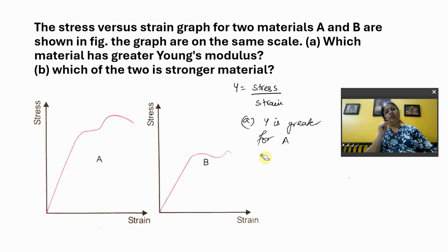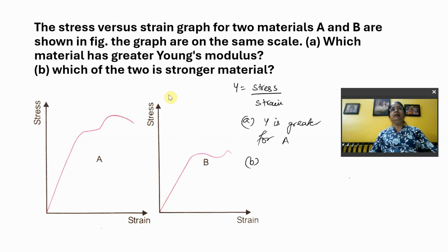Okay, just remember that. So when you look at two curves, if one curve is slanting more for a stress versus strain graph, you automatically know that Young's modulus is greater for the graph where it is not slanting that much towards the x-axis. So question B, which is stronger? Which of the two is stronger?